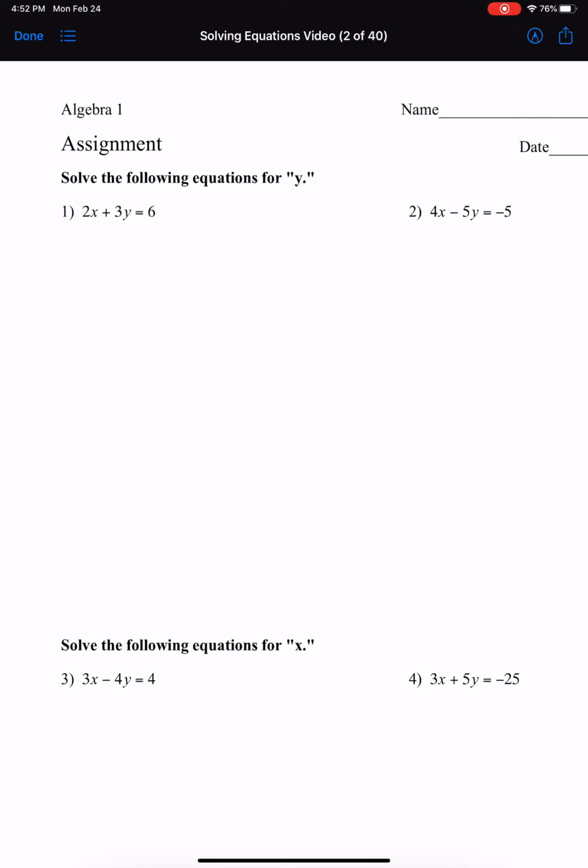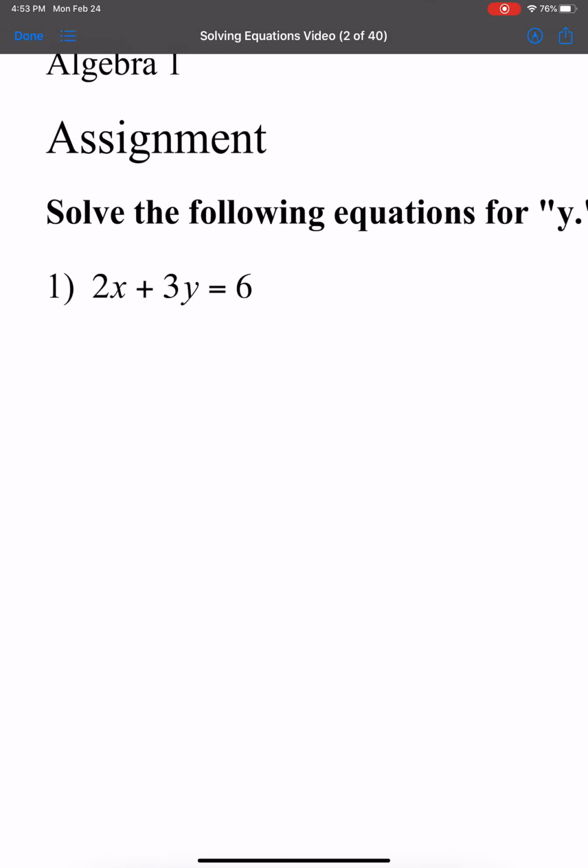Hi class, in this video we're going to take a look at how we solve multi-step equations when we have multiple variables in play. We also need to understand that we can solve any equation for any variable. The first two we're going to look at, we're going to solve each of these equations for y, and then we're going to look at two others and how we would solve those for x. So let's get started here.